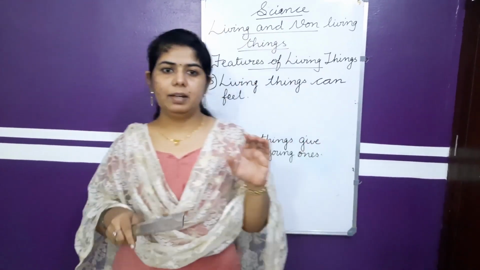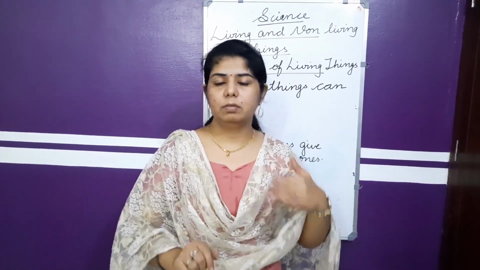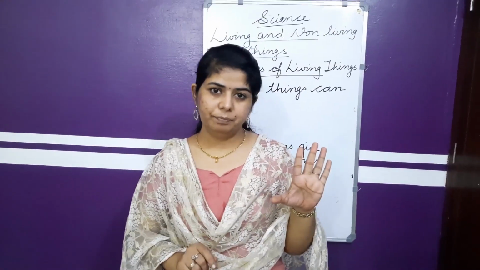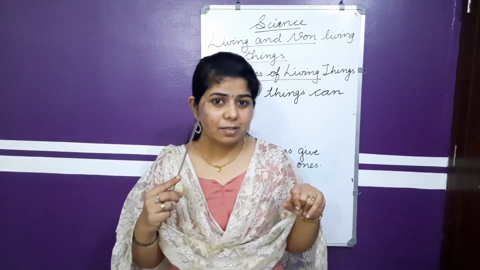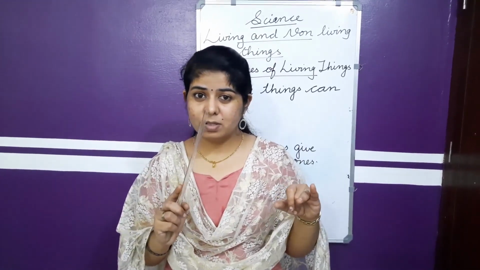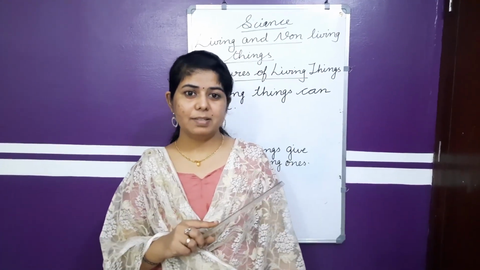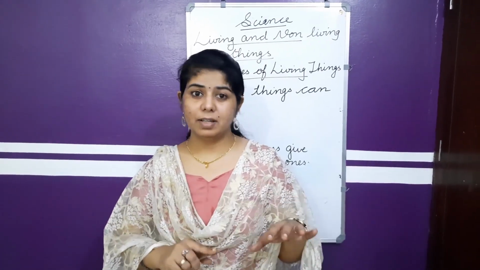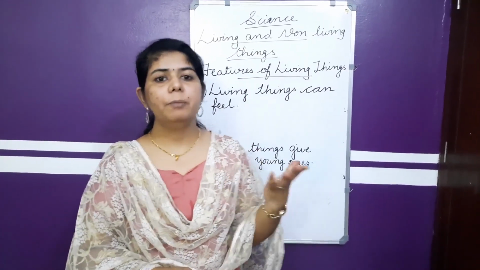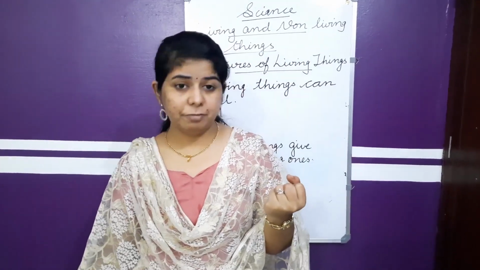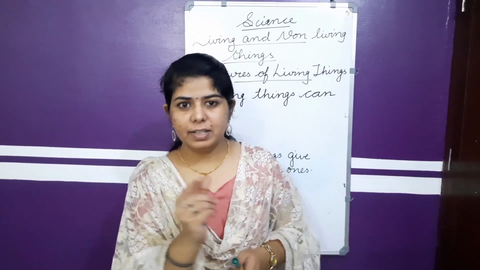Everything has feelings. We human beings have the 5 sense organs: ears to hear, eyes to see, nose to smell, tongue to taste, and skin for what purpose? To find the touch and all those things. So we have 5 sense organs. In the same way, insects like butterflies too have an organ to feel the changes around them.